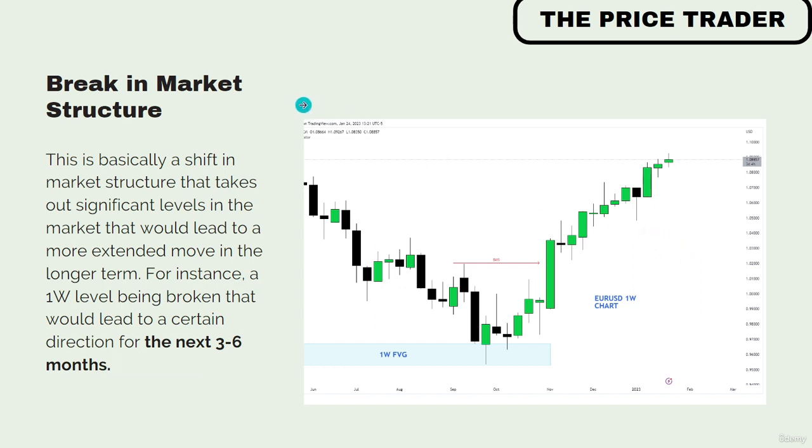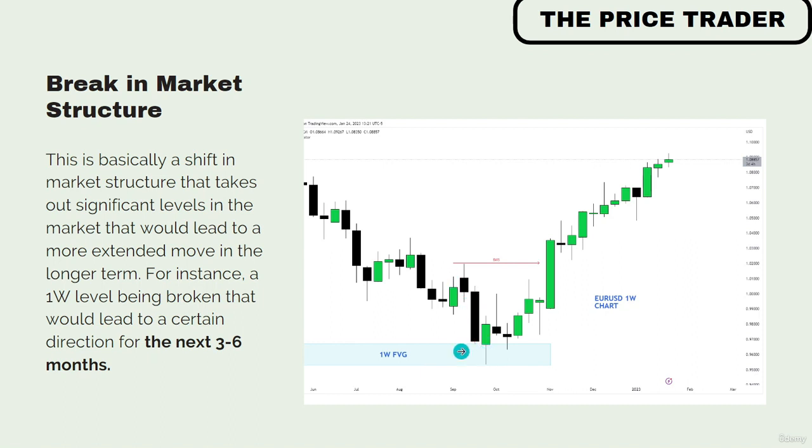On the other hand, the break in market structure is more significant. That's why I've outlined here a weekly chart of the Euro USD. This is basically a shift in market structure that takes out significant levels in the market that will lead to a more extended move in the longer term. When I say significant levels, it's essentially the short-term highs in this instance that are being created as the market moved lower. And then one of those short-term highs, once it's hit that key level down here, this is a monthly fair value gap.